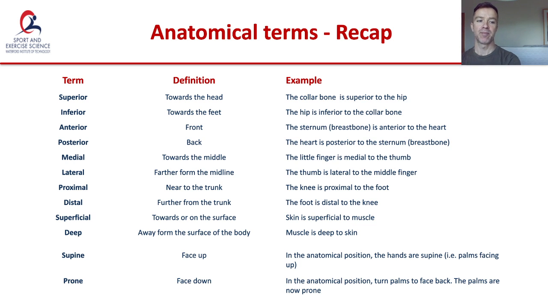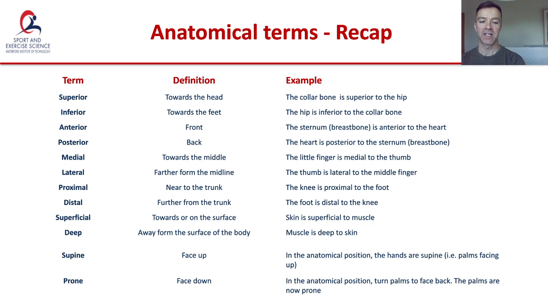So if we take an example of each one of those, superior means towards the head. The collarbone is superior to the hip. Inferior means towards the feet. The hip is inferior to the collarbone. Anterior: the sternum, our breastbone, is anterior to the heart. It is towards the front of the body relative to the heart. Posterior means towards the back. The heart is posterior to the sternum. It is located behind or to the back of the sternum.